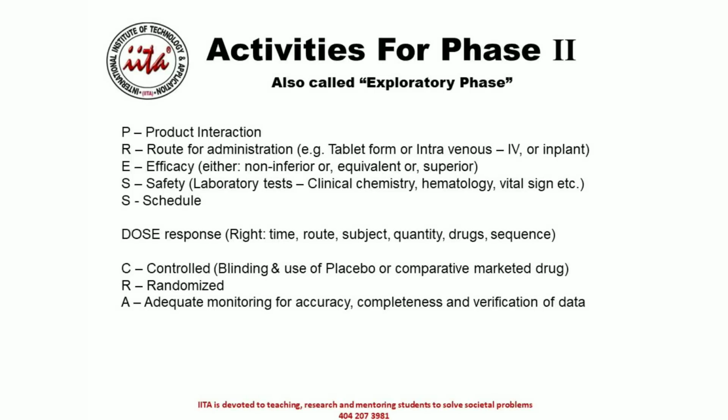Activities for Phase 2. This is also known as the exploratory phase. This consists of product interaction, route of administration, that is either in the form of a tablet or intravenous, efficacy, safety, schedule, dose response, and the trials must be controlled, randomized, and have adequate monitoring for accuracy, completeness, and verification of data.